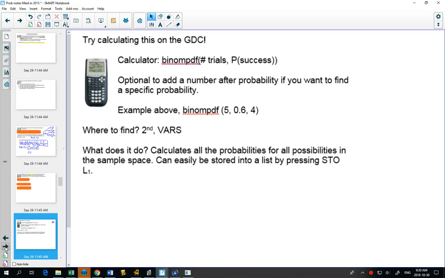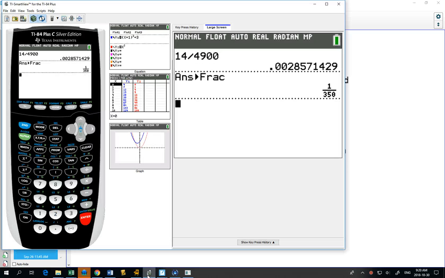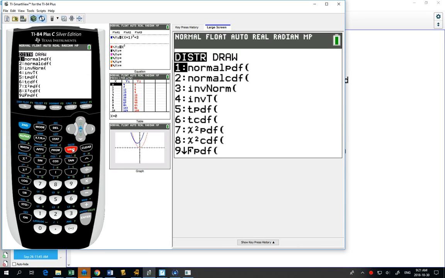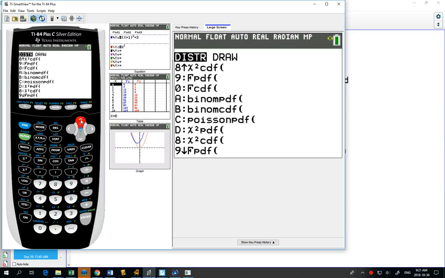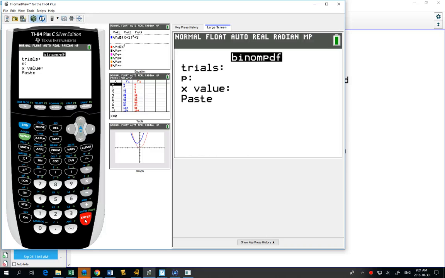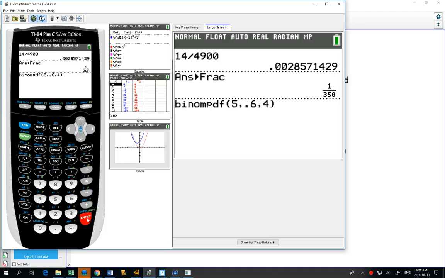So now we're going to see if we can get this into our calculator. So we turn on our calculators, and we go second distributions, which is the VARS button. And the binomial distributions are hidden on the second screen. With the newer calculator, it says, how many trials do you want to have? On ours, we had 5 trials. The probability of success was 0.6. We want to find getting exactly 4 successes. And we can paste it and get the answer that quickly.